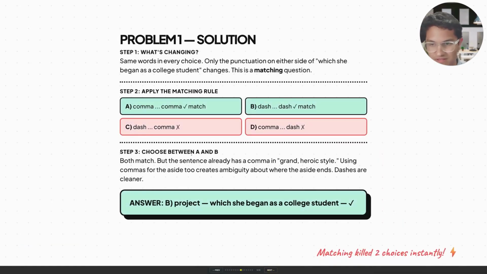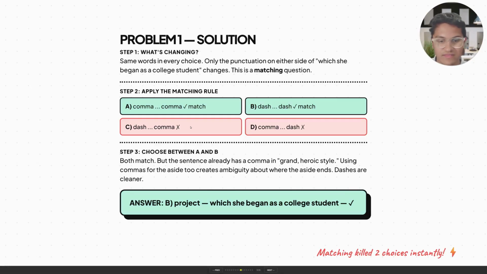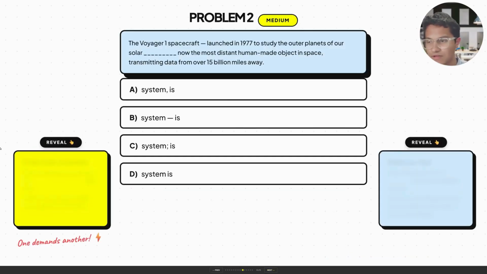So once again, here's a quick look at the solution. C and D are wrong since they're not consistent, where you have dash, comma, comma, dash. Now A is correct, but it's wrong in the sense of clarity, which makes B the most correct answer. Now here's a look at problem number 2.